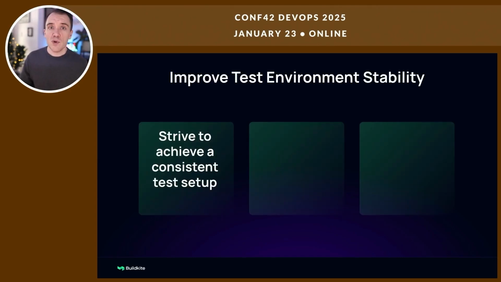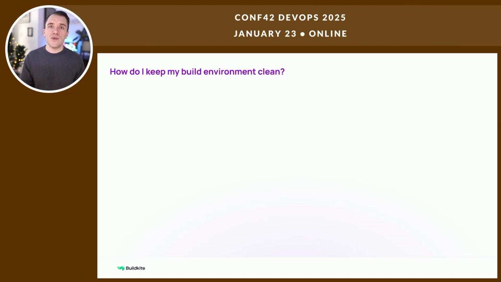So you want to strive to achieve a consistent test setup. And this one is a very obvious one. You want your test environment to be predictable and as consistent as possible. And there are many different ways that you can do this depending on what your CI tooling is and what it allows you to do and how you design your infrastructure. So how do I keep my build environment clean?